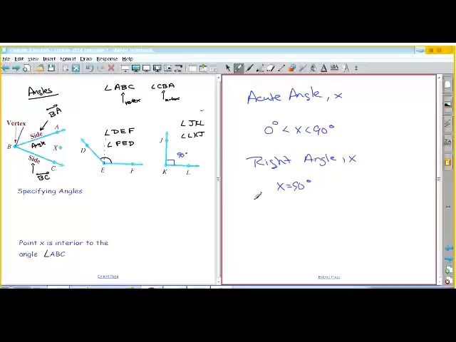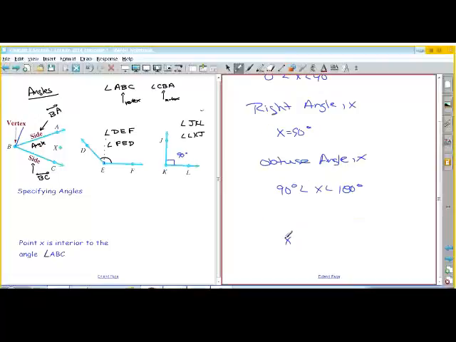And then you have, what's the one that's between 90 and 180 degrees? Obtuse. Yeah. So the obtuse angle is where the angle is greater than 90 but less than 180 degrees. Does anybody know what it is when the angle is equal to 180 degrees? Straight angle, right?